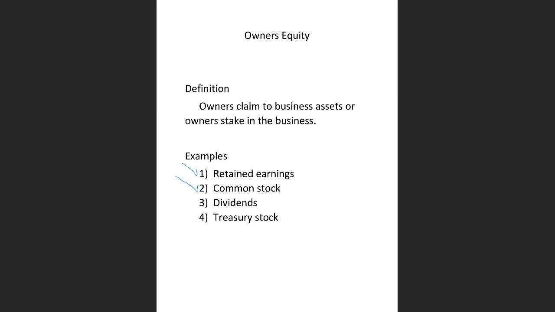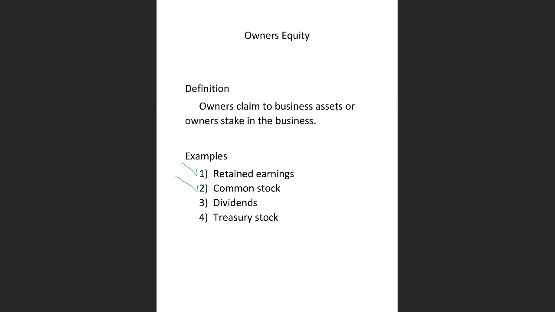Common stock is typically an account that we would find in corporations. Your common stock is your individual investment in the business. For example, if you were investing $100,000 into a business, your cash would go down by $100,000, and your capital stock would go up by $100,000 because it's your investment in the business. So that's your stock of the business.